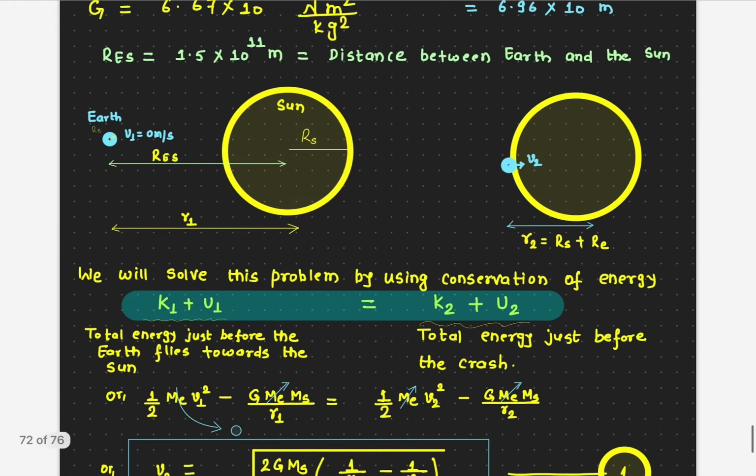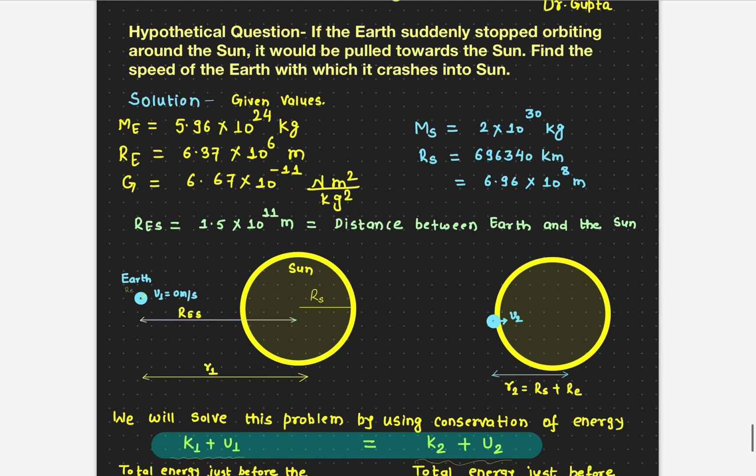Okay, so all we have to do is use the conservation of energy, and all you need to know is the kinetic energy and potential energy at 2 points, at this point and at this point here. If you do that, life is so easy, or you can solve this problem rather easily.